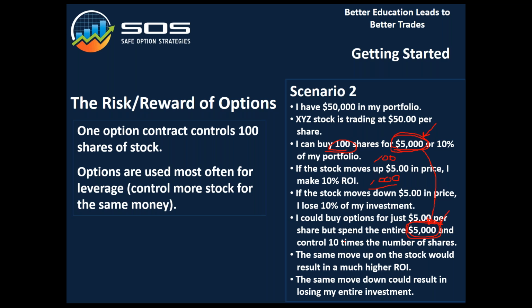When options are used as a hedging mechanism, they're exactly that. They protect you. There's a small price to pay for insuring something. There's a small price to pay for controlling the same number of shares for a lot less money. When options are used for leverage, there's a potentially much higher reward. What comes with that is a much higher risk.